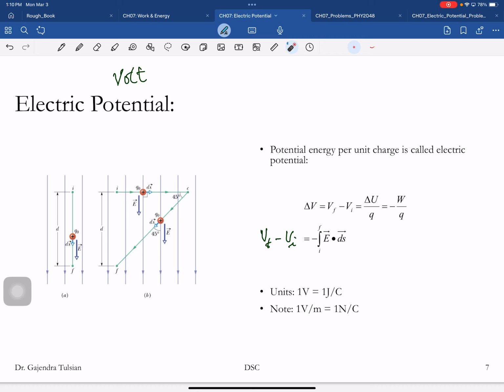The units for electric potential are volts, and potential energy is measured in joules, and charge in coulombs. So joules divided by coulomb is a volt. This is in meters, so if you divide volts by meters, volt per meter gives you the units for electric field. The units for electric field were also Newton per coulomb. So 1 volt per meter is also equal to 1 Newton per coulomb.